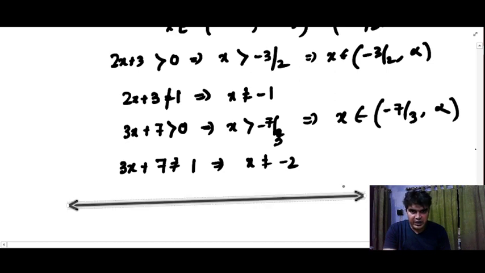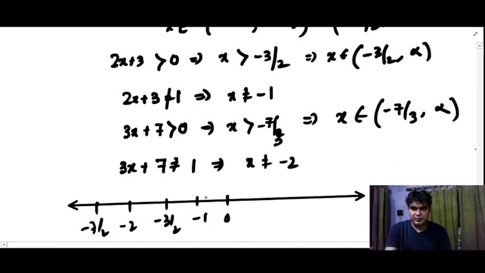Here usually we have a few points. The points are minus 0, minus 1, then minus 3 by 2, then minus 2, then minus 7 by 3. So these are the points we have here, right? Okay, now we are going to plot this particular region.